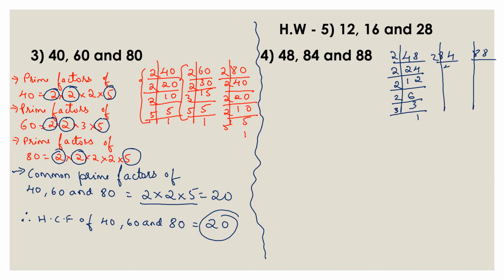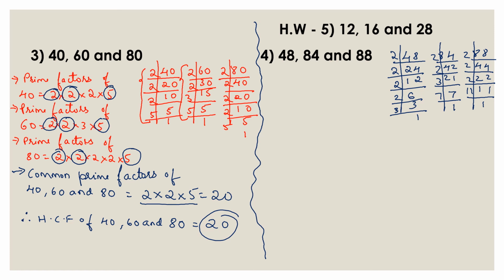2 42s are 84, 2 21s are 42, 3 7s are 21, 7 1s are 7. Here, 2 44s are 88, 2 22s are 44, 2 11s are 22 and 11 1s are 11.